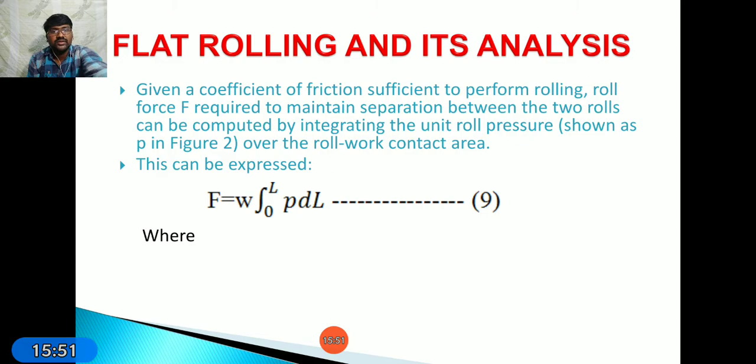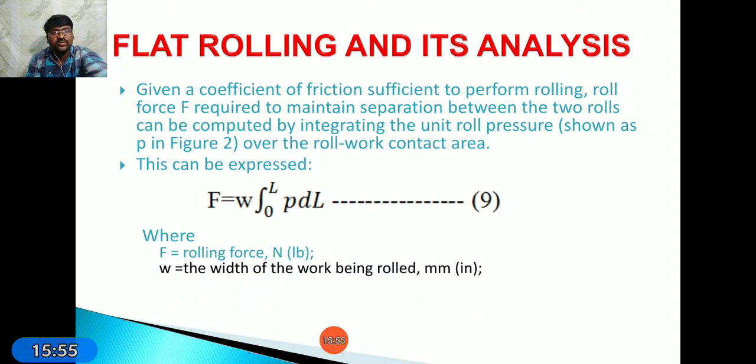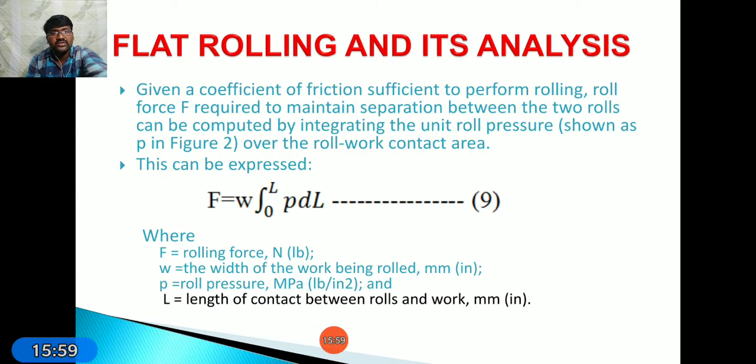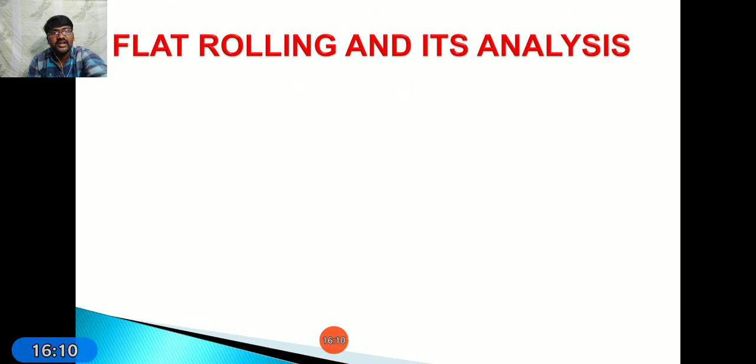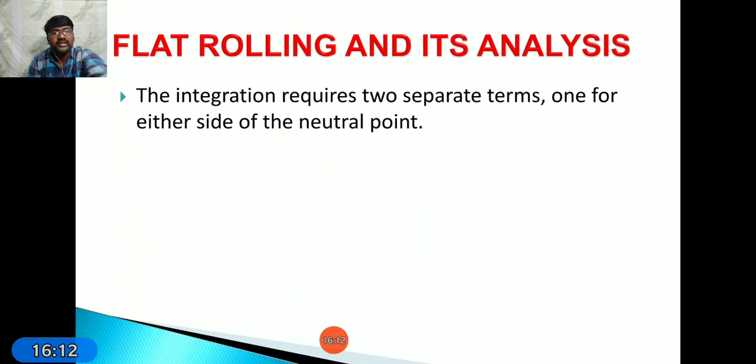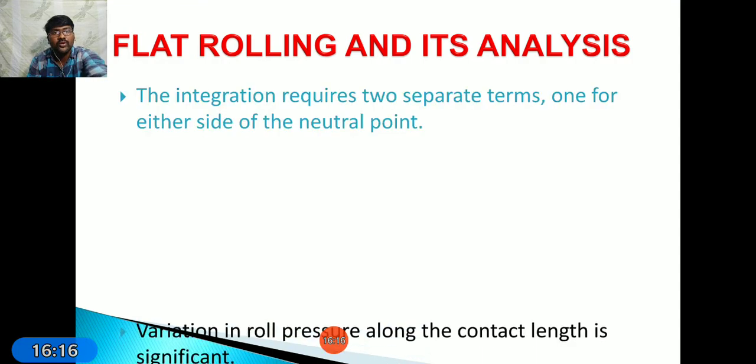Next, where F equals the rolling force, W equals the width of the work being rolled, p equals the roll pressure, and L equals the length of contact between the rolls and workpiece. By using this equation we will calculate the force at each and every point. Next, the integration requires two separate terms, one for either side of the neutral point.